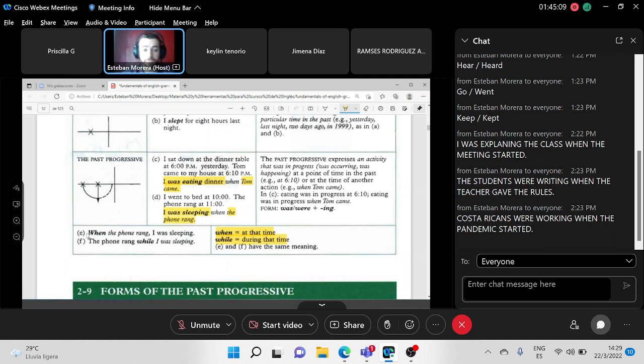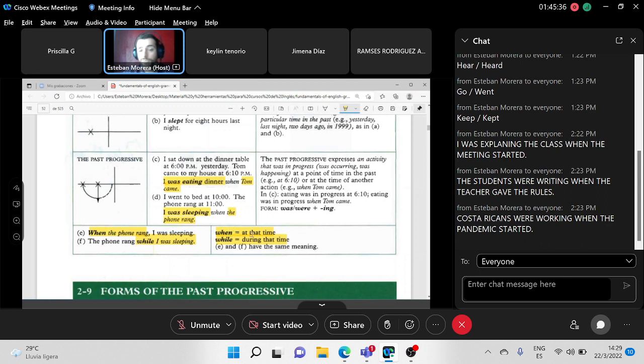Okay, for example, pay attention. When the phone rang, I was sleeping. When the phone rang, if you pay attention, I am using when for the action in the past. The telephone rang is an action in the past. Pay attention to the other example. The phone rang while I was sleeping. While I was sleeping is an action in the past progressive tense, and I am using while for the action in the past progressive tense.